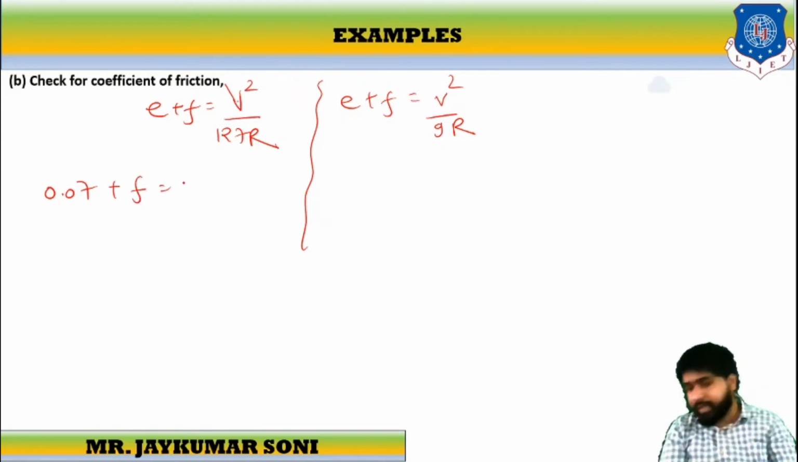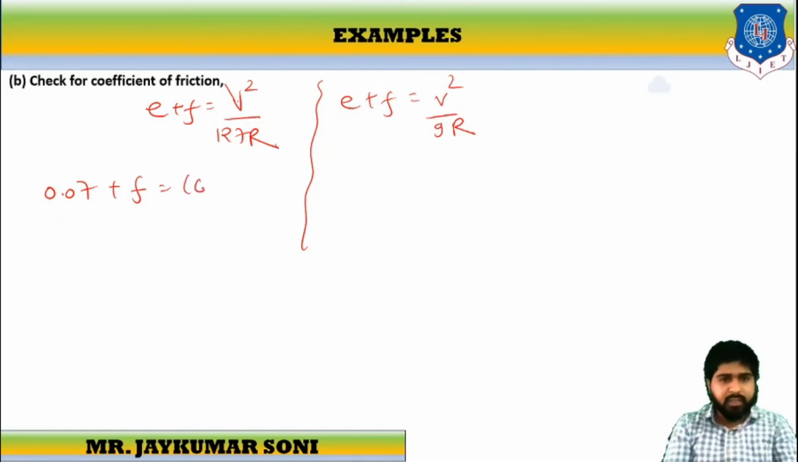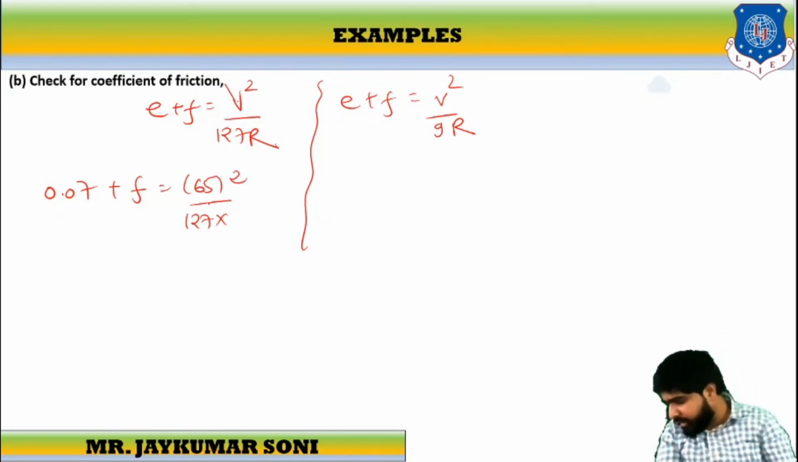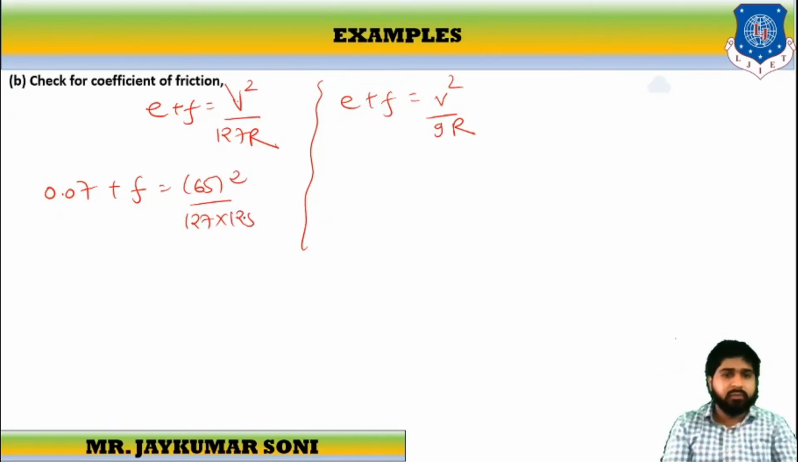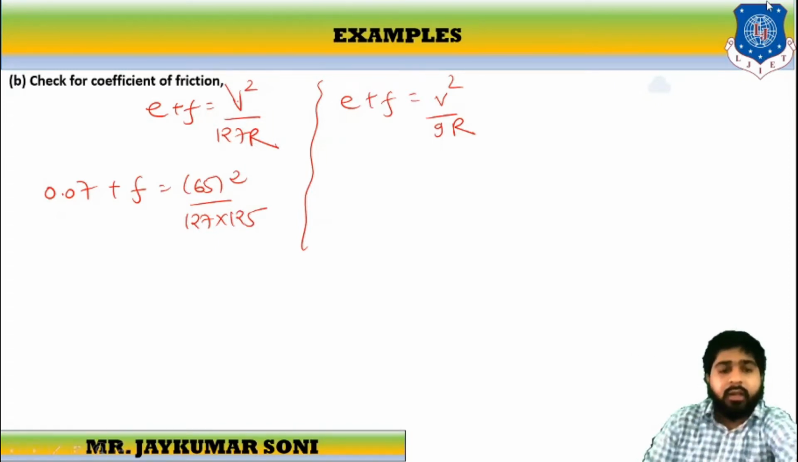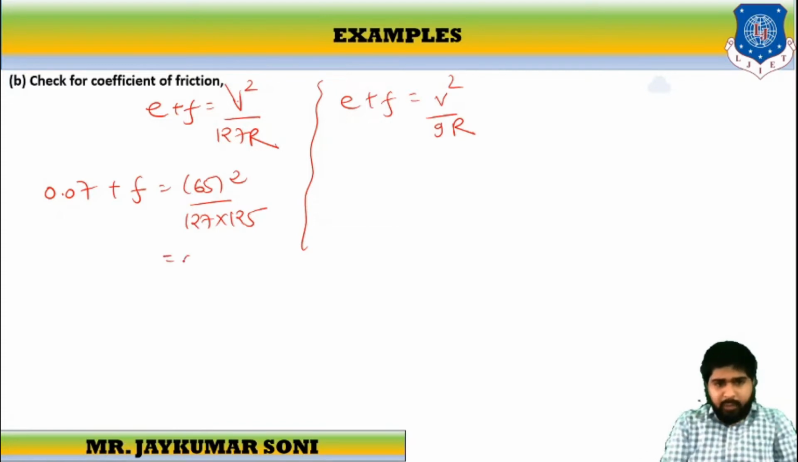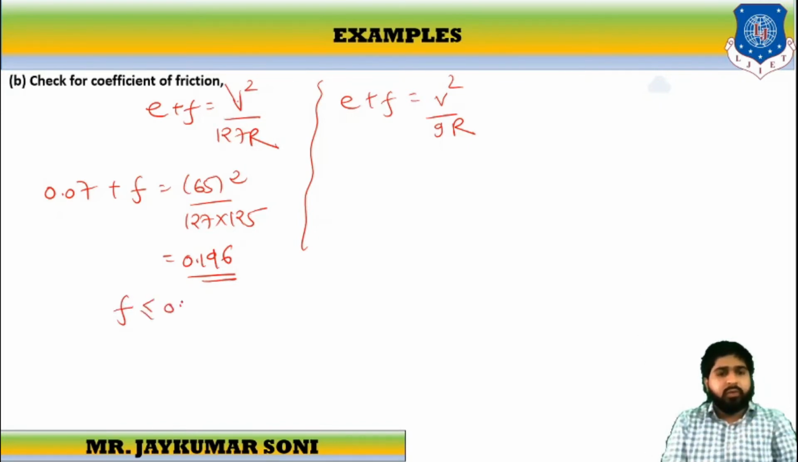The value of V given over here is 65, with 127 and R, which is given as 125. Calculate the value and tell me what answer you are getting. As per my calculation, I am getting the value as 0.196. We know that the F value is only acceptable if it is less than or equal to 0.15. Here the value of F is 0.19, which is more than 0.15. So it will not be permitted.